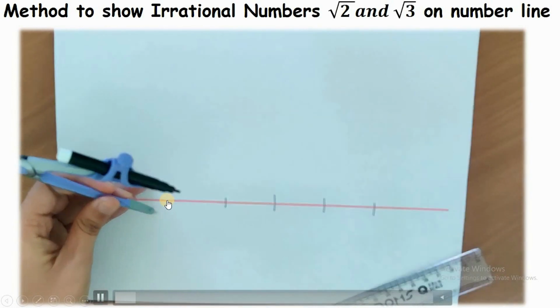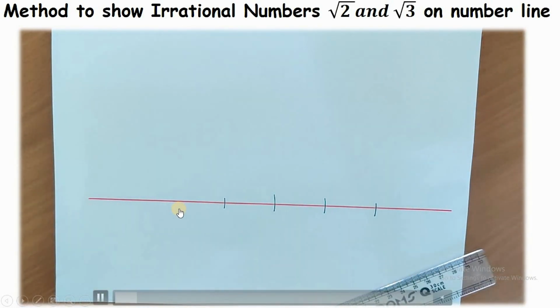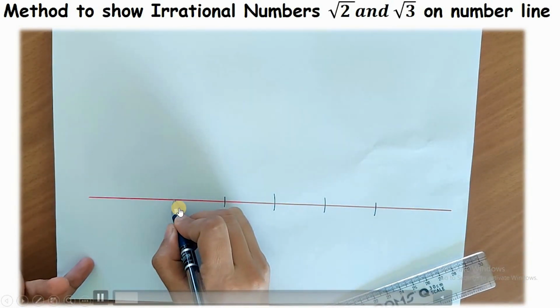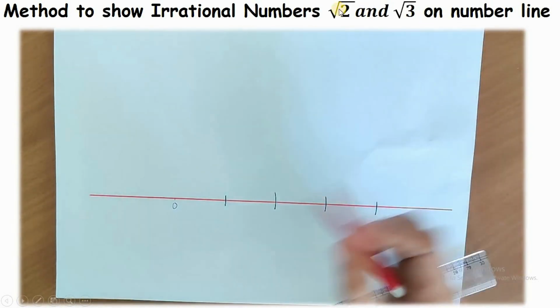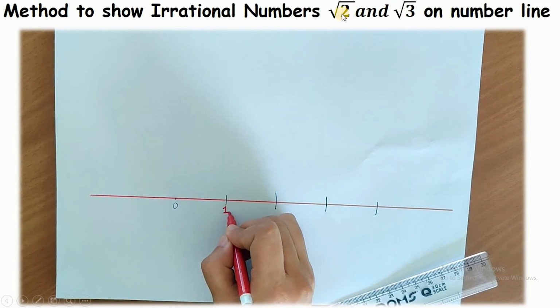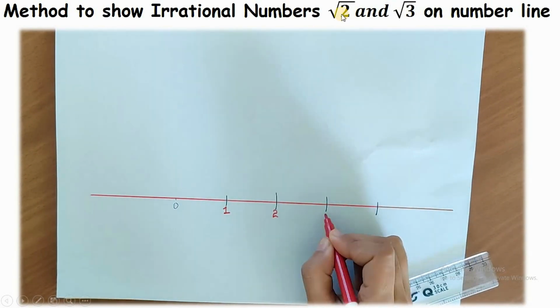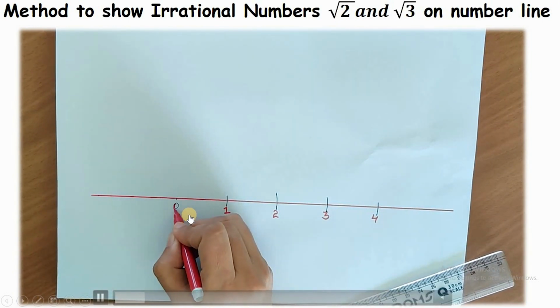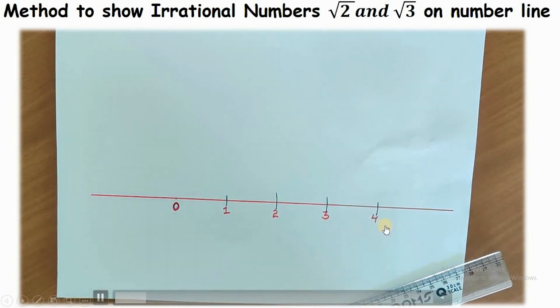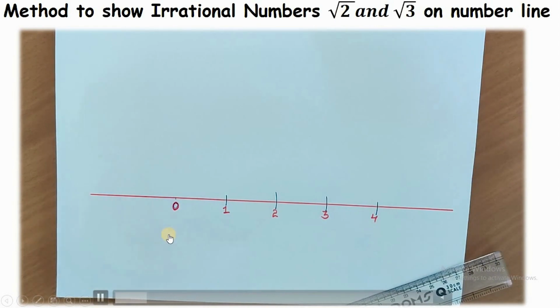And we'll name these points. The first point is 0. Since these two numbers are positive, they lie on the right-hand side of the 0. We have 0, 1, 2, 3 and 4.